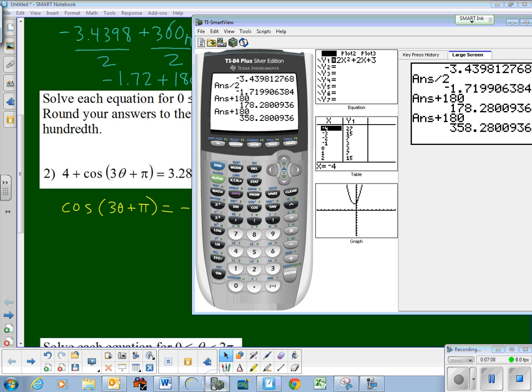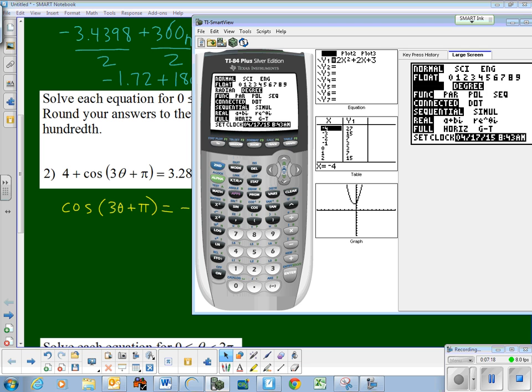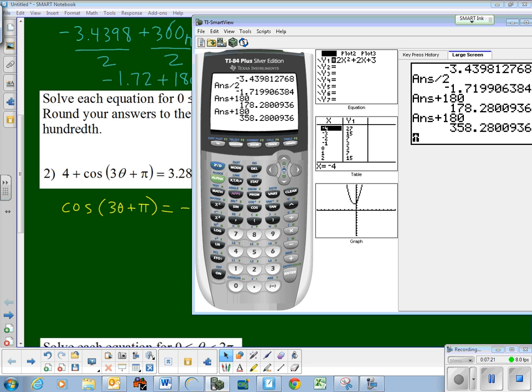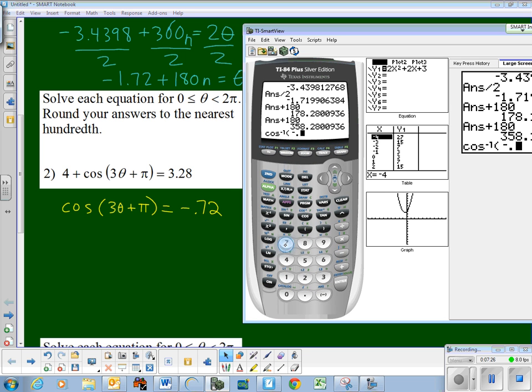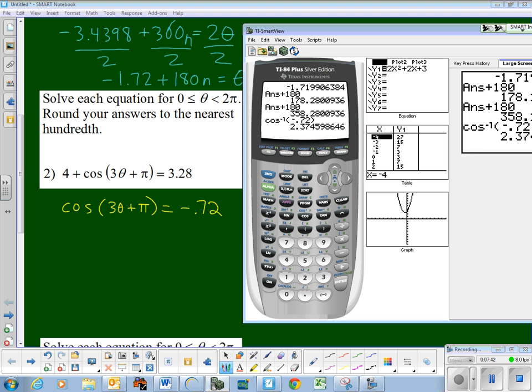I need the inverse cosine of negative 0.72. And I need to be in radians. Inverse cosine of negative 0.72 gives me 2.374. Now, with cosine, you're always safe just doing plus or minus that number. So plus or minus 2.374. Actually, I'm going to go 2.3746.